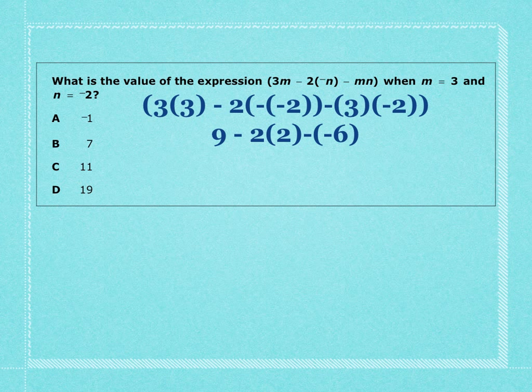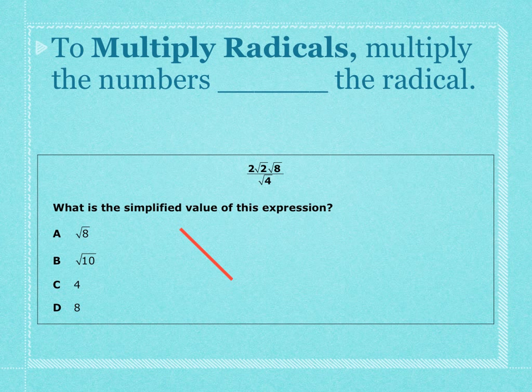Now I still have some multiplication to do. 2 times 2 is 4. And then I went ahead and I did negative times a negative 6 is going to give me a positive 6. So now I have 9 minus 4, which is 5, plus 6, which is 11. So my answer is C.